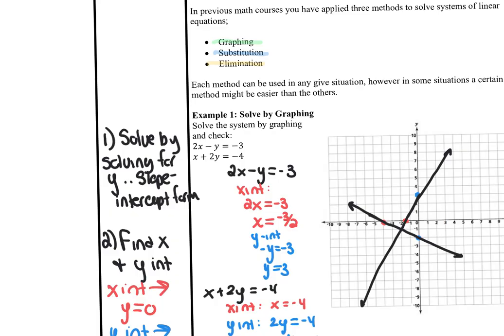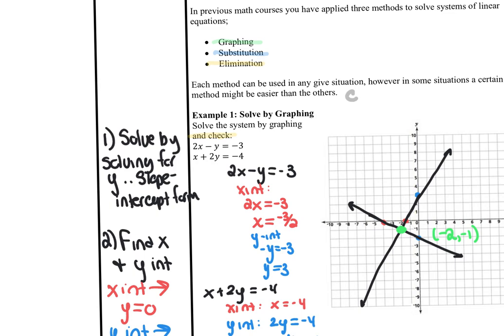Third time's a charm. So the solution set, or the solution point, is where they intersect right here at negative 2, negative 1. And it does say up here in the directions to check our answer. So let's make sure that we always check and make sure we're right. And the easiest way is just to plug the points back in.